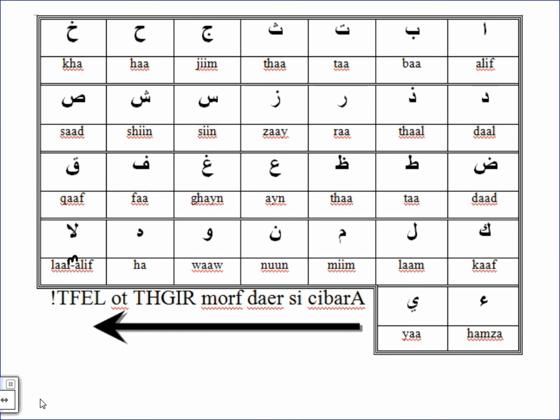Lam aleph. Hamza, ya. Okay, let's try this a little faster. I'll say it and then you repeat it. You'll go through one line at a time. Ready? Aleph, ba, ta, tha, jim, ha, kha. One, two, three. Aleph, ba, ta, tha, jim, ha, kha. Dal, dhal, ra, zai, sin, shin, sad. One, two, three. Dal, dhal, ra, zai, sin, shin, sad. Dad, ta, za, ein, ghein, fa, kaf. At the count of three. One, two, three. Kaf, lam, mim, nun, wow, ha, lam aleph. One, two, three. Kaf, lam, mim, nun, wow, ha, lam aleph. Hamza, ya.